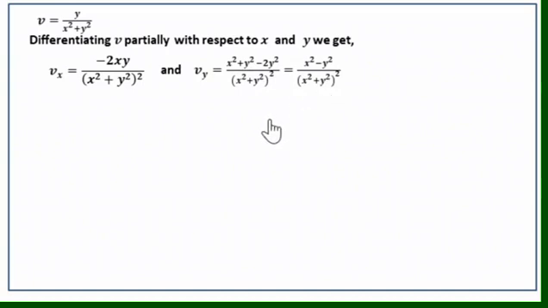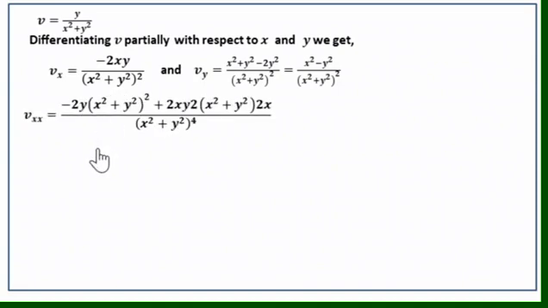Then we will find vxx and vyy. So what is vxx? Use the quotient rule for this, and differentiate with respect to x keeping y constant. So for vxx we have (x² + y²)² raised to the power 2, so it is (x² + y²)⁴, and the numerator will be the denominator (x² + y²)² times the derivative of the numerator -2xy with respect to x, which is -2y.